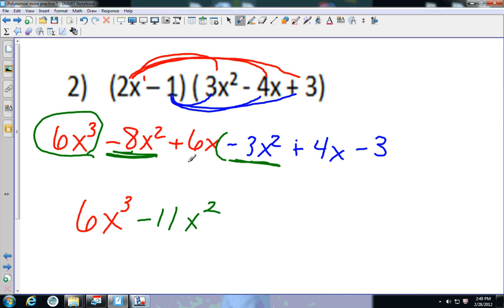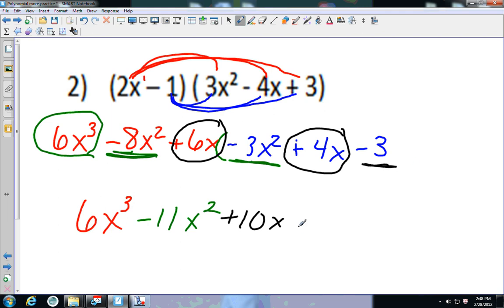Now I go and look. I have 6x and 4x, which gives me 10x. And then I have minus 3 all by itself. So let me double check myself. 6x to the third power, yes. The x squareds go together, negative 11x, 10x. And again, put this into y1, this into y2 to check your answer. See this? That's why I like the box better, but that's just me.